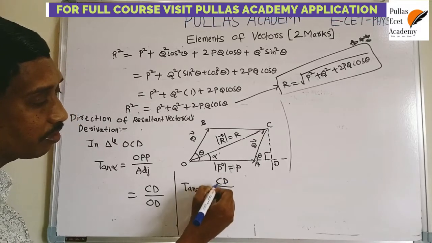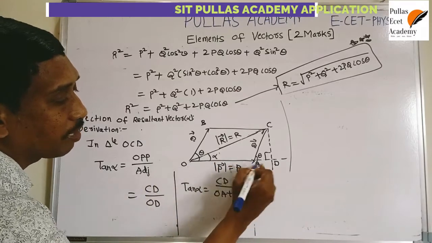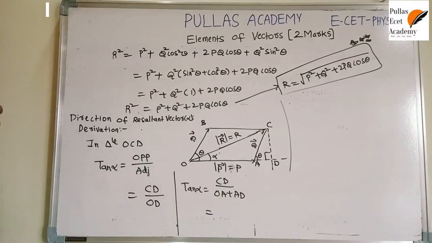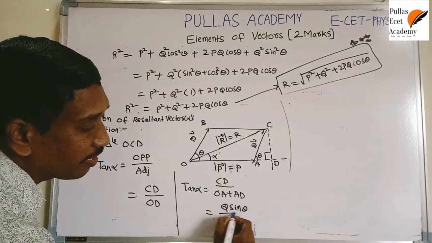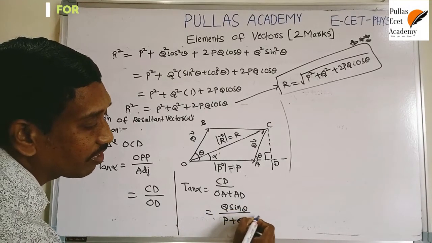OD stands for what here? OA plus AD. From the diagram, we understood OD is OA plus AD. Now the known values: CD stands for what? Already we have constructed it. CD is Q sin theta, whereas OA is P, and AD is Q cos theta. Already we have derived these.